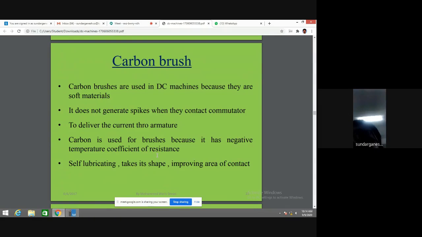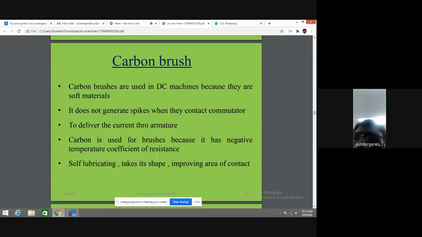Carbon is used for brushes because it has a negative temperature coefficient of resistance. What does negative temperature coefficient of resistance mean? When the temperature rises, the resistance will decrease. For example, with a positive temperature coefficient of resistance, if the current increases, the resistance will also increase. Then the brushes themselves cause more voltage drop and there is no useful voltage at the receiving end. So carbon, with its negative temperature coefficient of resistance, is mainly used.